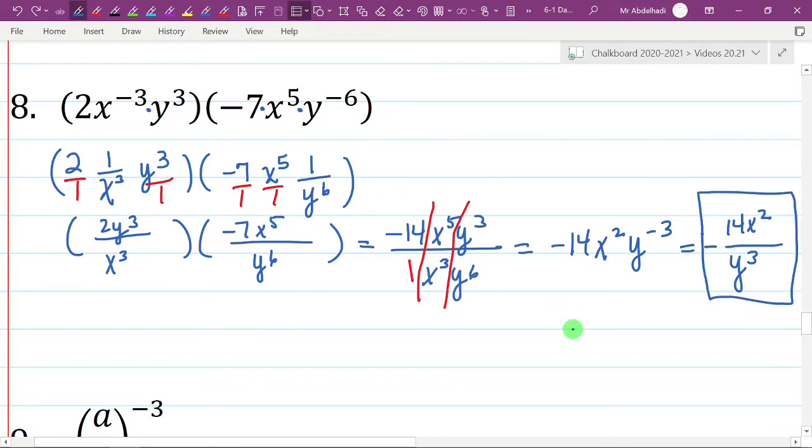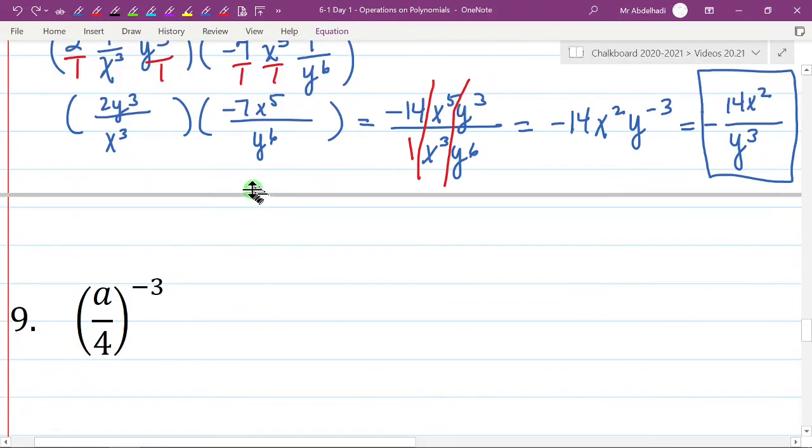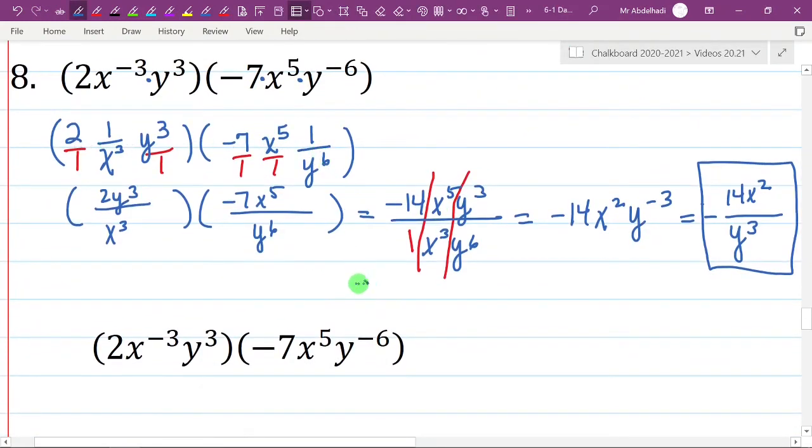Now, I did say that we can do this two different ways. So what if we did it the other way? What if we took this here, copied it, and did number 8a, as it were? Put this over here. How could you do this without doing all the flipping first? Well, you could just multiply. So what's 2 times negative 7? Negative 14. What's x to the negative third times x to the fifth? Now, when you're multiplying two things with the same base, you're supposed to add the powers. So what's negative 3 plus 5? It's 2. Y to the third times y to the negative sixth. Add the powers. 3 plus negative 6 is negative 3. And you can see these are identical.